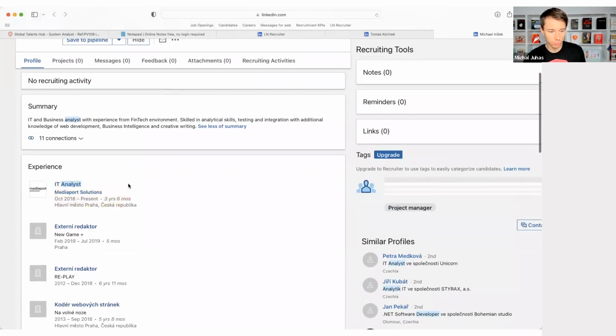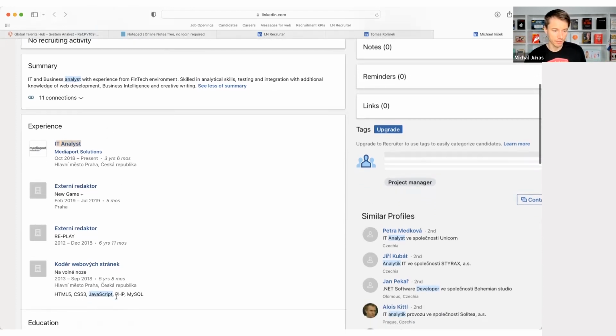What is interesting, he doesn't have the title software developer. He doesn't have the title system analyst that we are looking for, yet he seems to be a good candidate, because we can see it based on keywords, right? We can see it based on the tools, based on the technologies he has been working with. And we know that IT analyst is sort of just a synonym for system analyst.